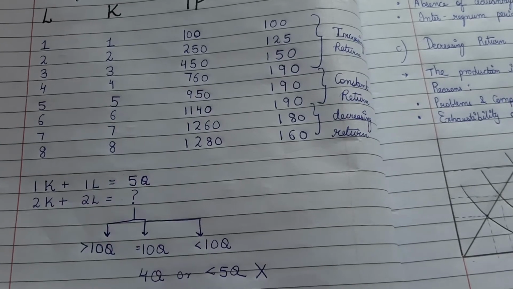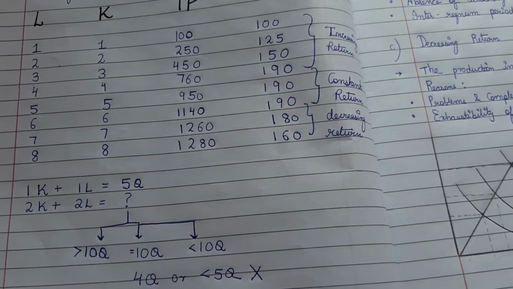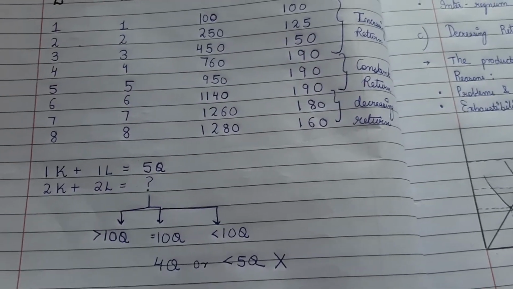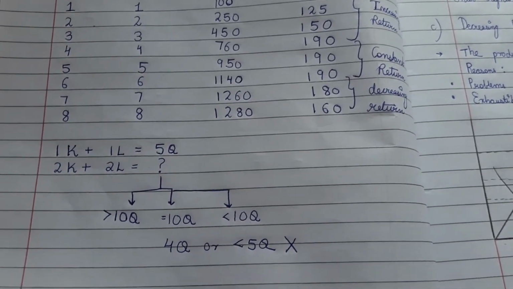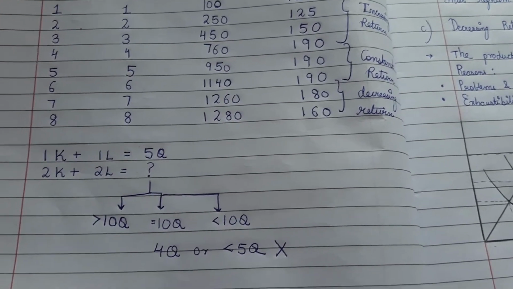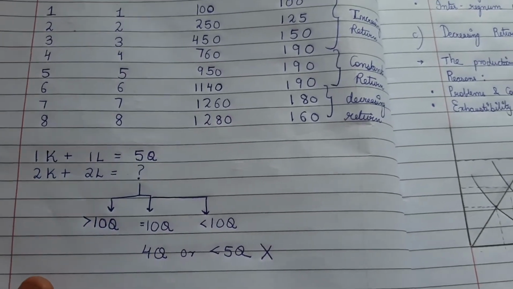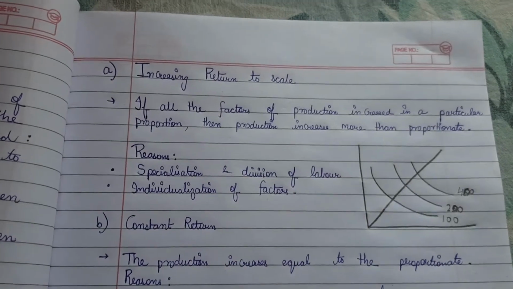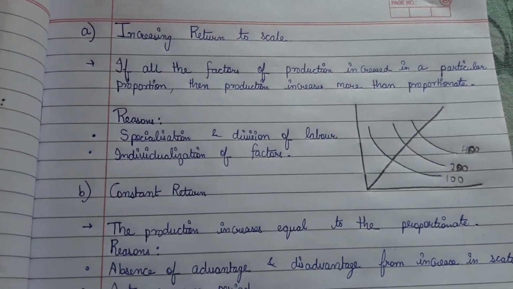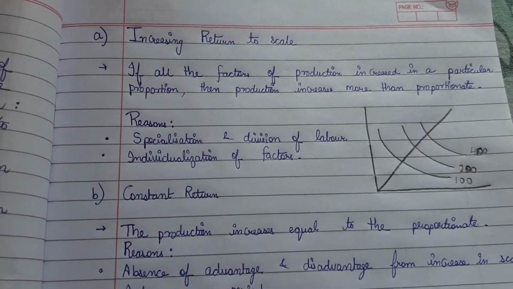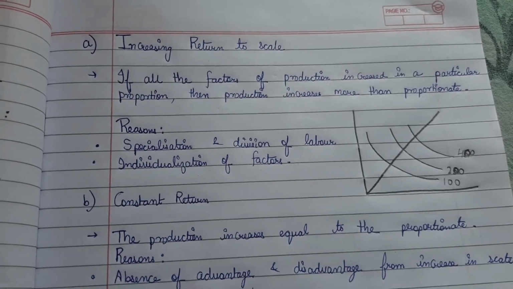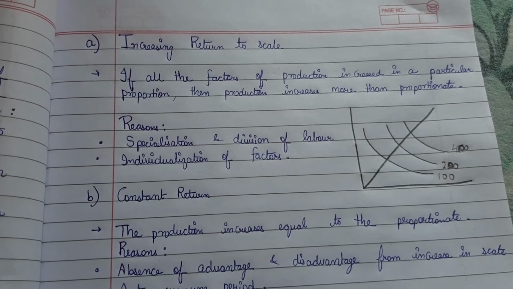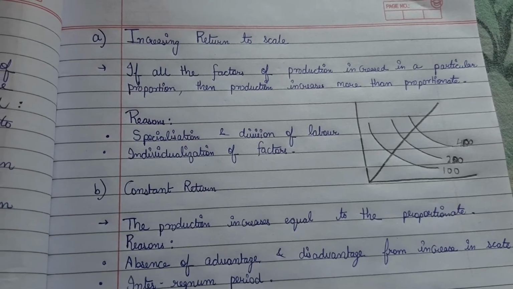Now note that it won't be less than 5 units, obviously, because if I'm increasing my factors of production, I will do that to increase my output only. So we can conclude here that there is no negative return in case of law of return to scale, as it was in case of law of variable proportions. Now let us look at the increasing return to scale. If all the factors of production are increased in a particular proportion, then production increase is more than proportionate. The reasons for this can be specialization and division of labor and individualization of factors.